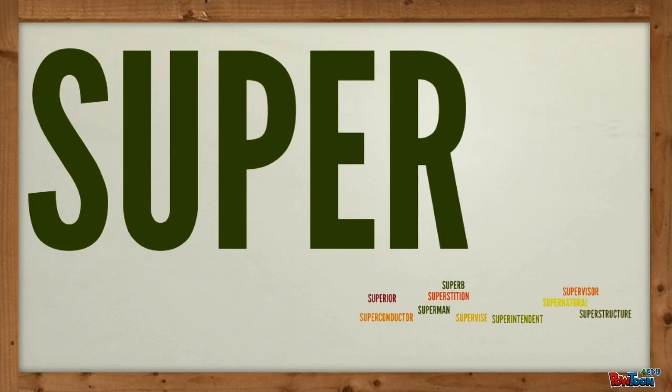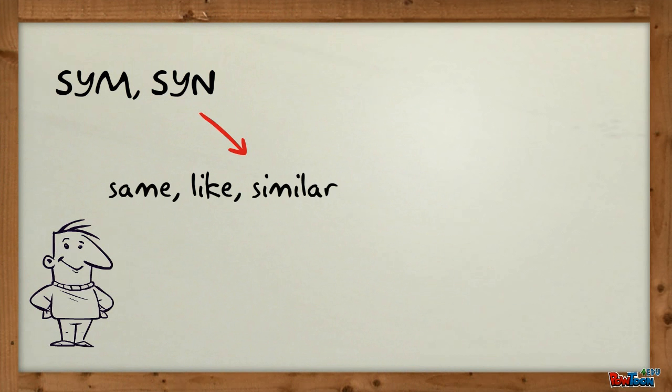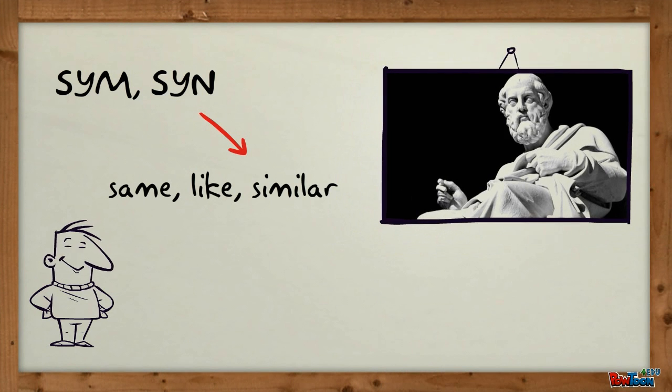Other super words: superior, supervise, supervisor, superb, superintendent. When you see a word with super in it, it means above and beyond, and usually it means something good. Be careful, not always. Next up is SYM or SYN. It means the same or like or similar to. And this one comes from the Greek.